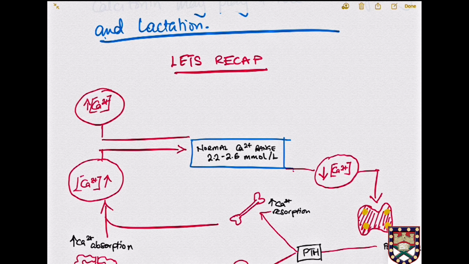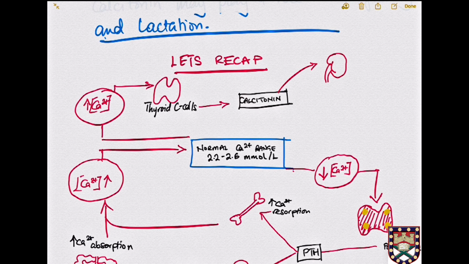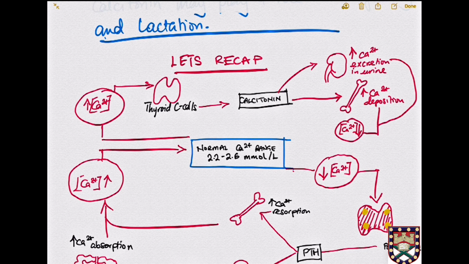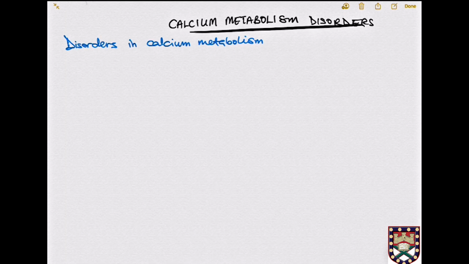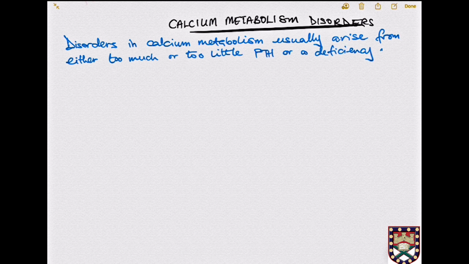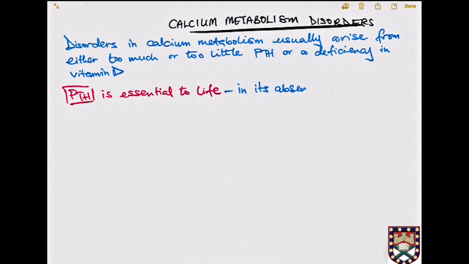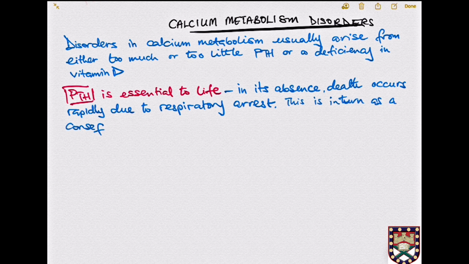During hypercalcemia, parafollicular cells of the thyroid gland sense the high plasma concentration and release their secretory vesicles containing calcitonin. Calcitonin inhibits osteoclastic activity by directly binding to receptors on osteoclasts. The reduced osteoclastic activity in turn reduces plasma calcium levels. Okay, so disorders in calcium metabolism usually arise from either too much or too little parathyroid hormone or a deficiency in vitamin D. Now, the parathyroid hormone is essential to life. In its absence, death occurs rapidly due to respiratory stress, often caused by defective neuromuscular junction activity.